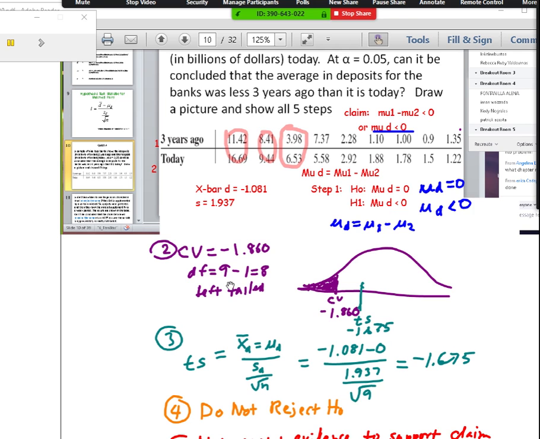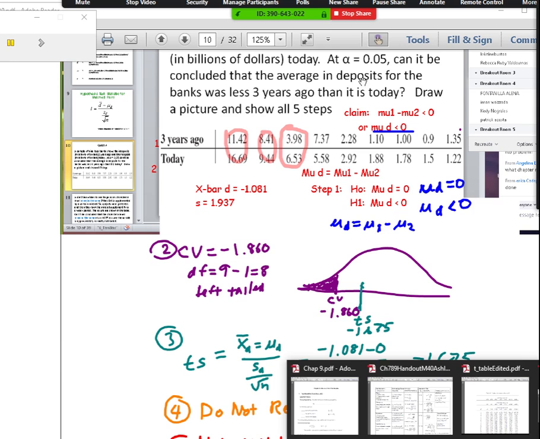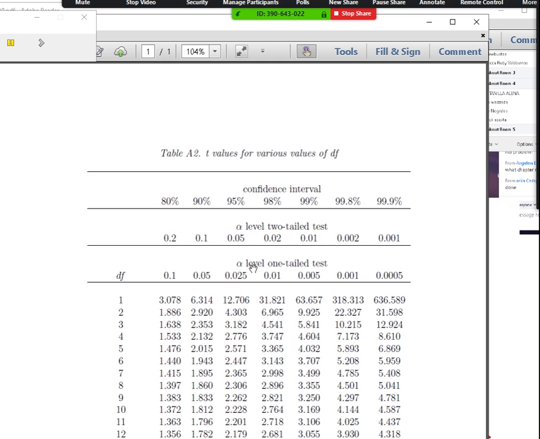All right, so then the critical value. My degrees of freedom, there's 9 of them, so 9 minus 1 is 8. So I'm going to pull up my t-table. My alpha is 0.05, and it's less than, so it's left-tailed. Less than means left-tailed, so it's one-tailed to the left. 0.05 one-tailed is the second column here, and with 8 degrees of freedom, it's right here, 1.860.